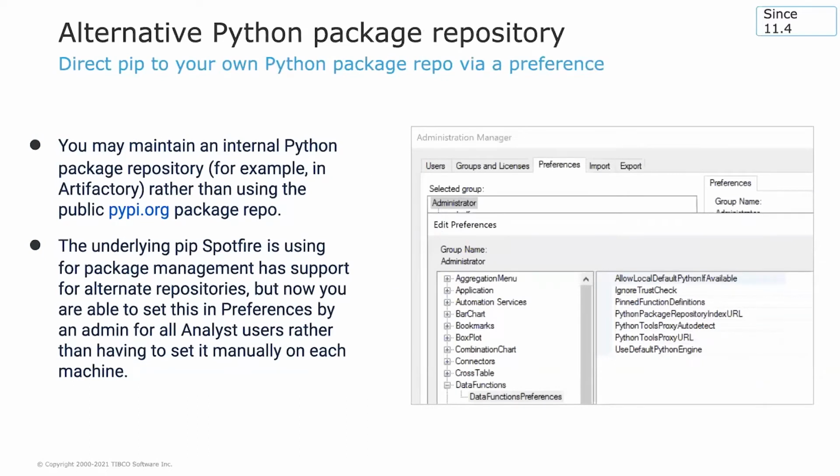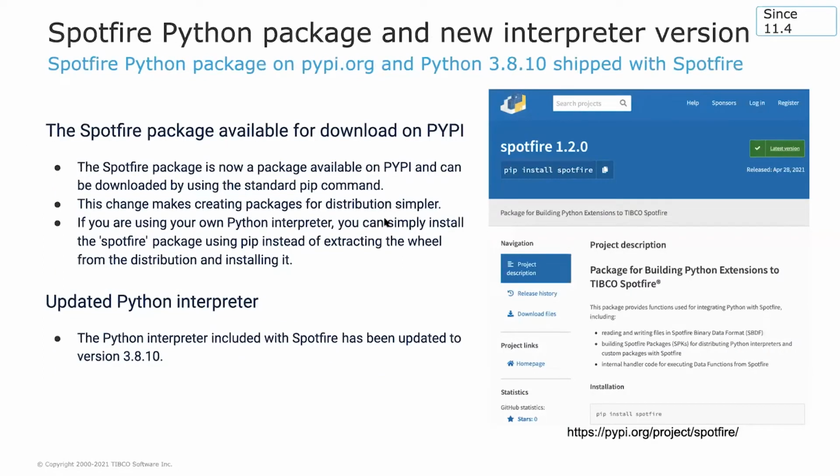We also support alternative Python package repositories. We have customers, they don't really feel comfortable with allowing end users to access the 200,000 Python packages and use them as is. They really want to be in control and do some quality assurance on packages that are used in the organization, and they keep their own Python package repo. And you can now configure Python tools to go towards that repo instead of pypi.org. We have also updated the interpreter version, so 3.8.10 is now shipped with Spotfire, and we've also updated the Spotfire Python package on PyPI.